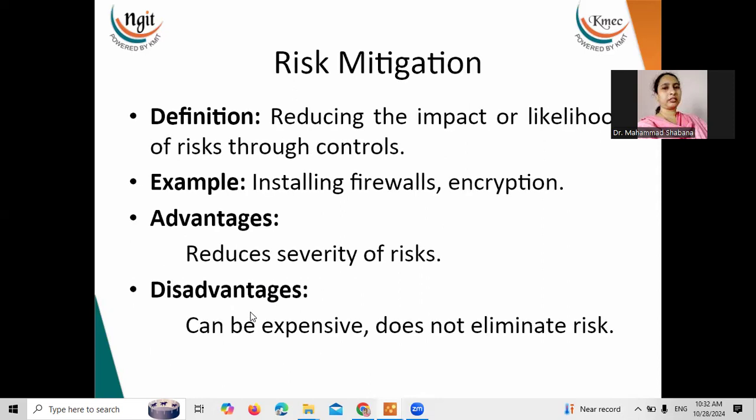Next is risk mitigation, which is one of the most commonly used strategies. Here, the goal is to reduce the impact or likelihood of a risk through various controls. A good example would be installing firewalls, using encryption, or implementing multi-factor authentication to protect sensitive information. While mitigation significantly reduces the risk, it doesn't eliminate it completely, and it can also be costly depending on the level of control implemented.